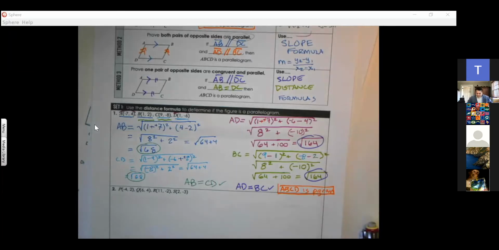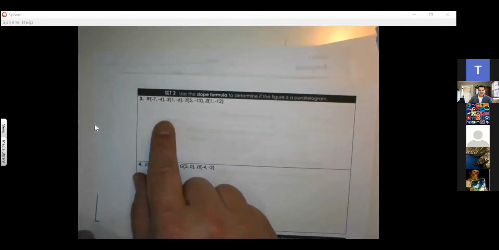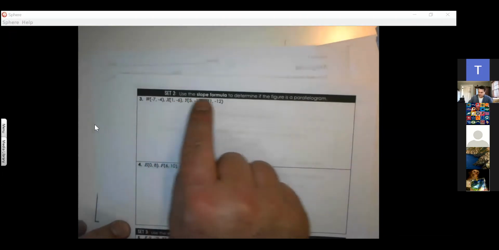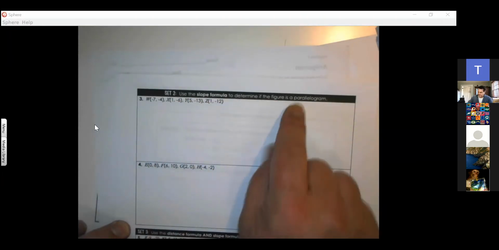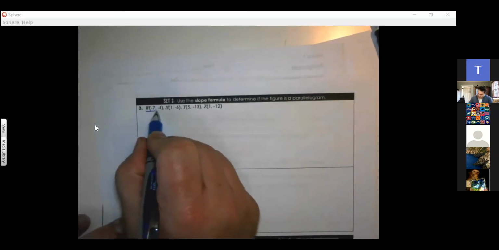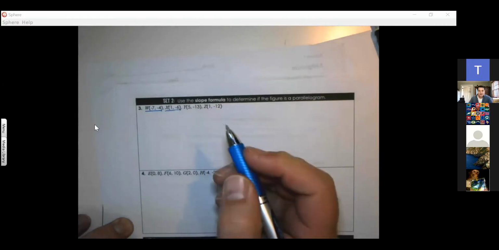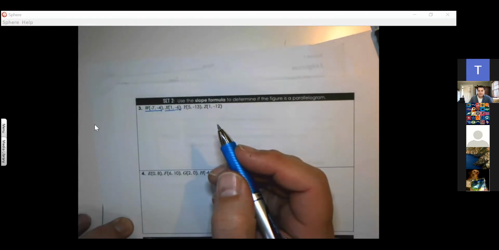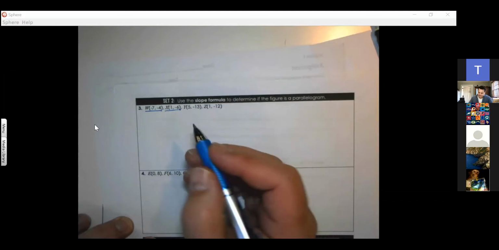Okay. Pretty good square, so course, okay. I want to move on to do the slope, and then we'll come back and do another one like this. So move to page 2, please. And this time it's saying, use the slope formula to determine if the figure is a parallelogram. And that's going to be easier for us. So we're going to take two points next to each other, and we're going to find the slope of them.